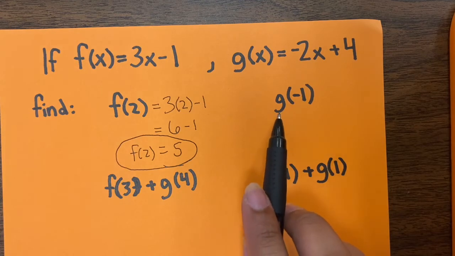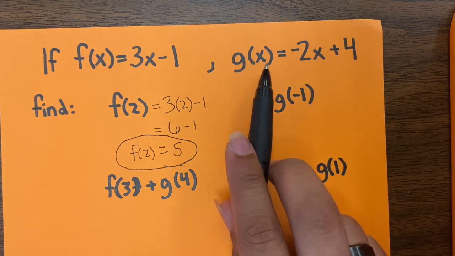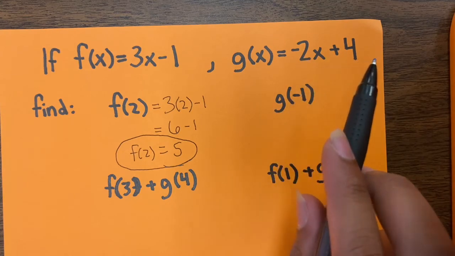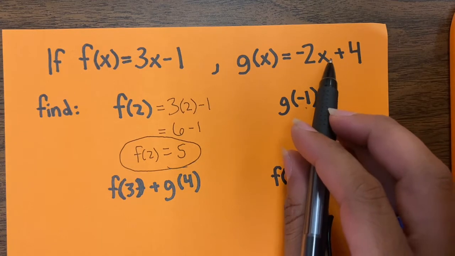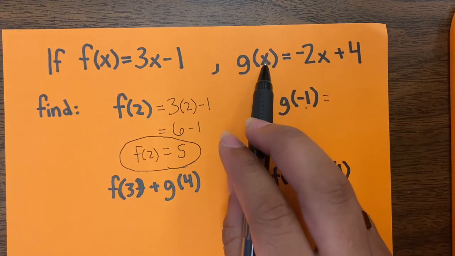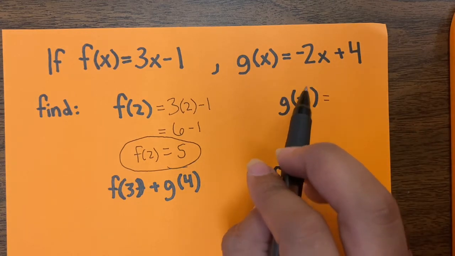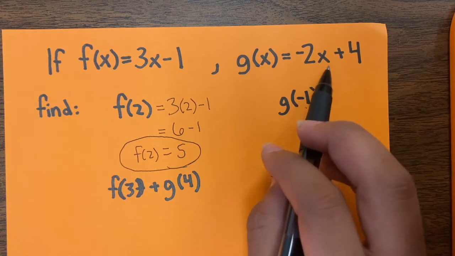Then we have g of negative 1. So I'm going to use the function named g. So g of x equals negative 2x plus 4. So I'm going to plug in negative 1 where there's an x. So see how negative 1 replaced x? That means it wants us to replace x with a negative 1 in the actual equation.